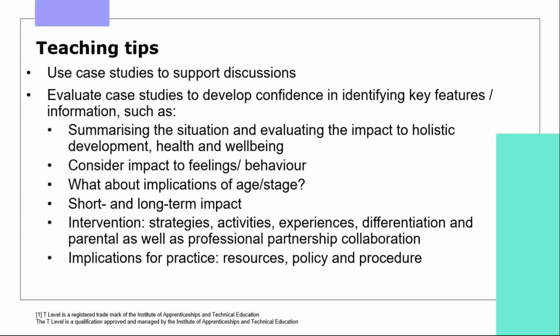Develop confidence in identifying those key features, summarizing the situation. What's going on in this case study? Evaluate the impact to holistic development. How is what's going on impacting that child or young person? How is it going to make them feel? Therefore, how might it affect the way that child or young person behaves, presents themselves? Are there any implications with age and stage here? Are there any short or long-term impact that we need to be aware of?